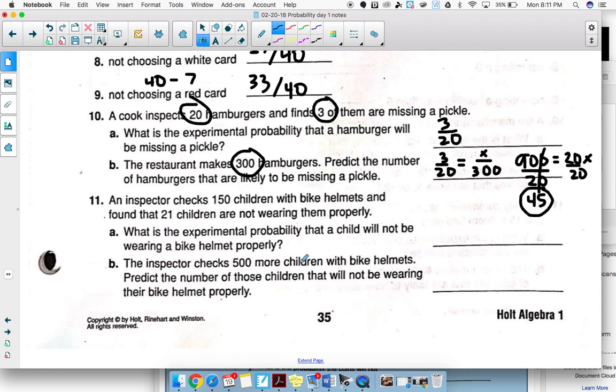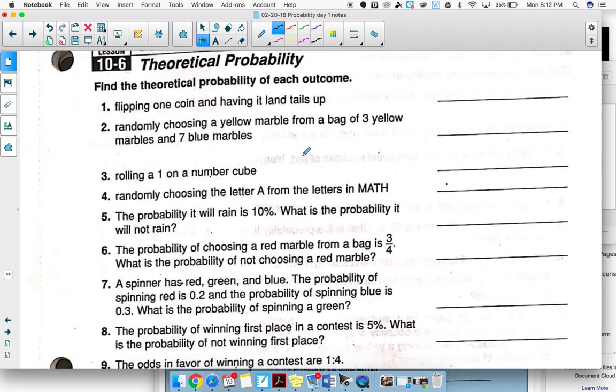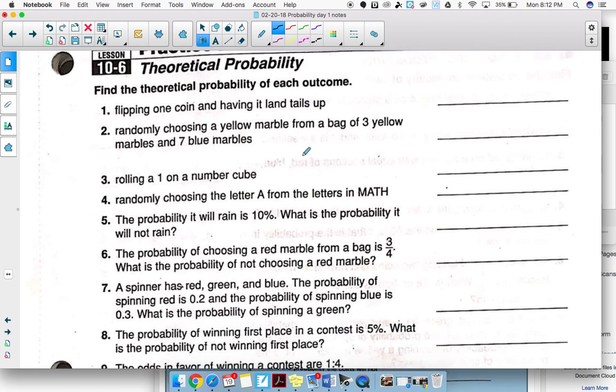Okay. 11 will work very similarly. I'm going to let you try one of those here on your own. I'm going to jump around a little bit. Let's go to the last page. Second to last page, I should say.